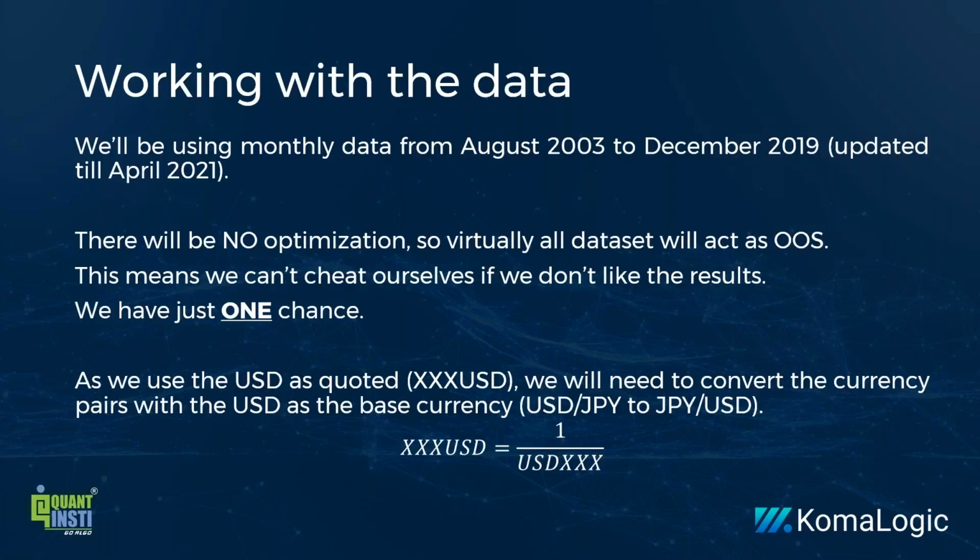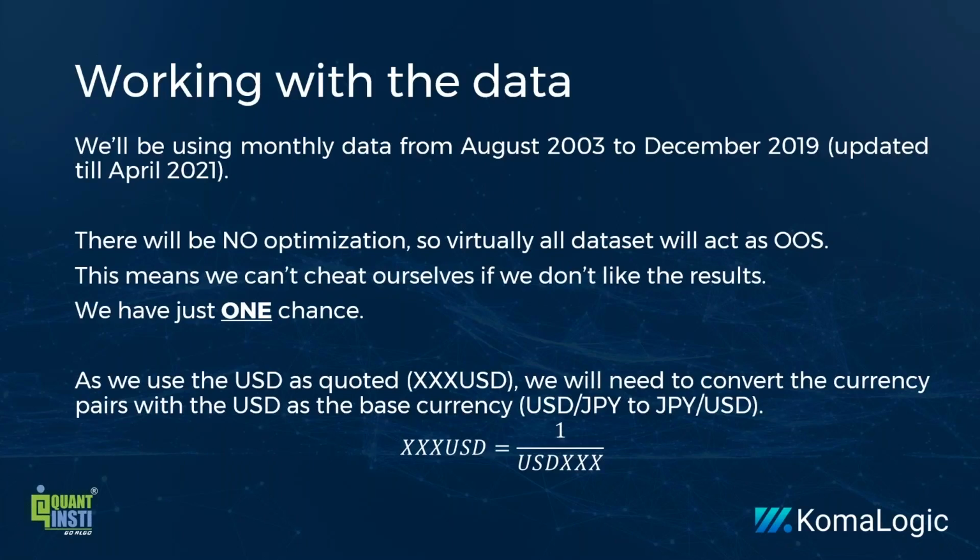And the other thing is that, as mentioned, we will be using the USD as the quoted currency. And there are other pairs like the dollar yen, for example, in which the USD is actually the base currency. So we need to convert all these pairs to our standard format. This is actually easy with this formula that you have here. It's just making the inverse, okay?